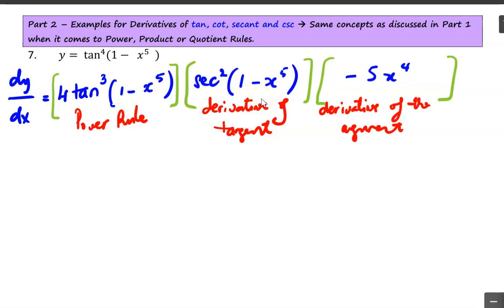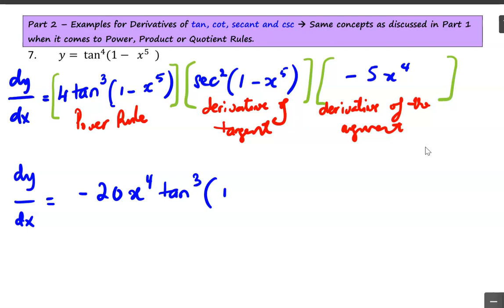So when you see this type of trigonometric function where the exponent stays right by the trigonometric function, you have to apply the power rule to this trig function. So there's always 3 steps in this case. Let me write this as simplified form. So then I should have it as negative 20 x to the exponent 4 times tangent to the exponent 3 of argument 1 minus x to the exponent 5, and multiply that with secant square of the same argument 1 minus x to the exponent 5.